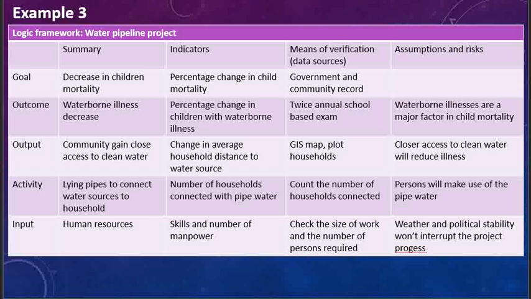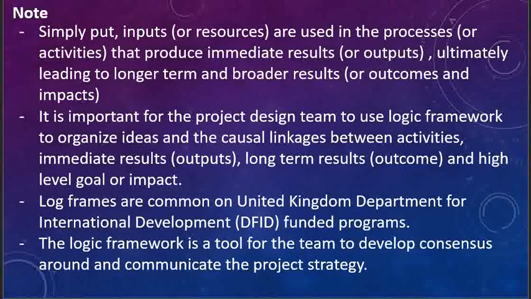You can have the water pipe project with input like human resources. Indicators are skills and number of manpower, the size of the work, and so on. So you can have a look at this logic framework. In summary, simply put, inputs, that is resources, are used in the processes, which are activities that produce immediate results, that is outputs, ultimately leading to long-term or broader results. Those are outcomes and impacts.